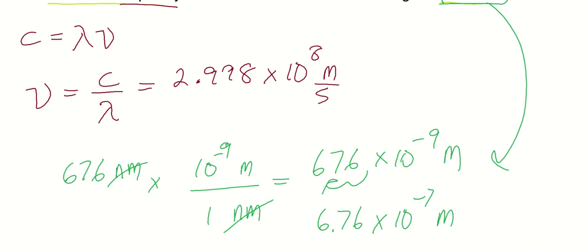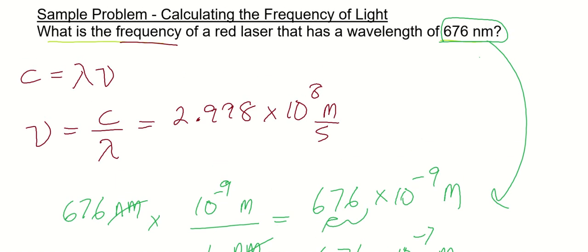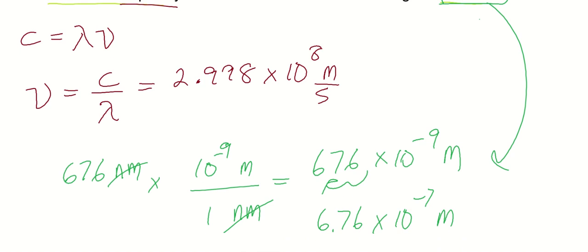All right, so now why do we do this? Oh, right, because we need to match apples with apples. So we want to cancel out the meters, right? So we want our wavelength in terms of meters. So 6.76 times 10 to the negative 7 meters. All right, so now we can see the meters cancel out. We're left with units of hertz, or per second.